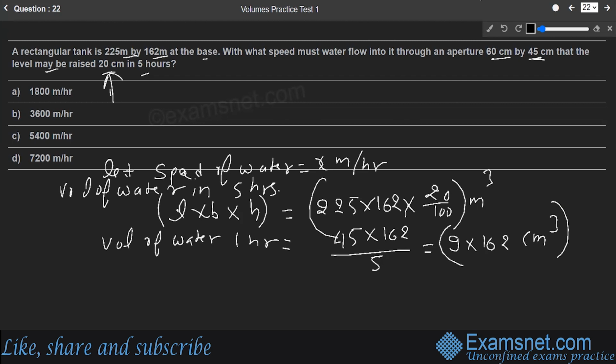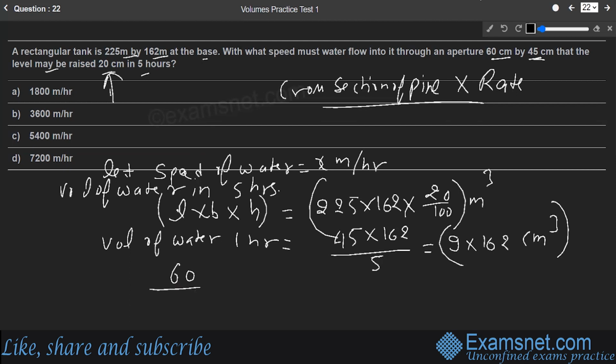Now let's see how much water is flowing. The water flown can be calculated by the cross section of the pipe, or the aperture, multiplied by the length of the water column, that is, cross section area of the pipe multiplied by the rate. Rate is x meter per hour. So this particular volume will be equal to, let's see the cross section. Cross section has got length and breadth, which has got 60 centimeter. So it is converted in meter as 60 by 100, into 45 centimeter converted into meter as 45 by 100, into the rate x meter per hour.